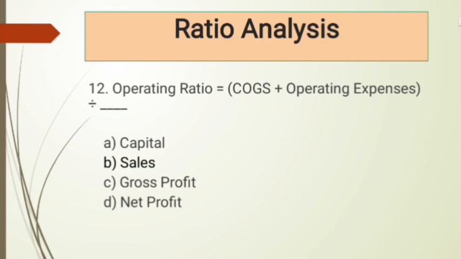Next one is operating ratio is equal to COGS plus operating expenses divided by dash. So the answer of this question is sales, because this ratio measures proportion of sales consumed by direct and operating cost. Lower operating ratio is equal to higher operating efficiency.